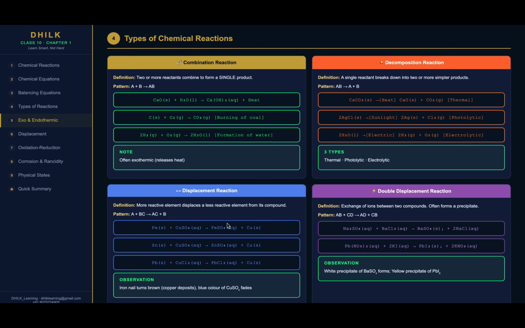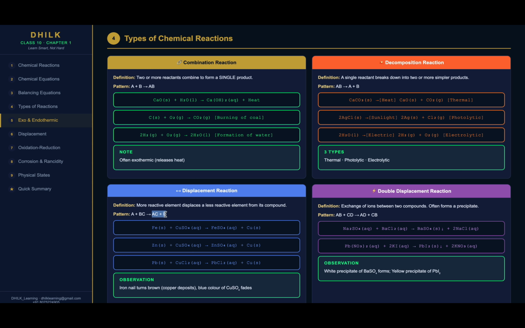Okay. Now the third reaction is displacement reaction. What is displacement reaction? A more reactive element displaces a less reactive element from its compound. The general pattern is A plus BC gives AC plus B. So think of it like a stronger person taking the place of a weaker person. Just that point you can connect with the chemical reactions.